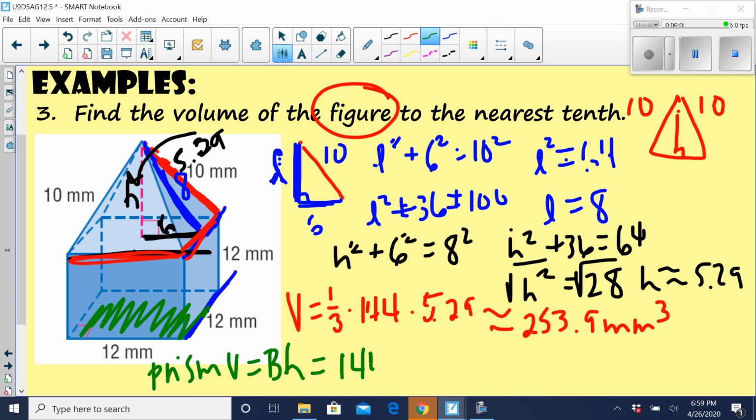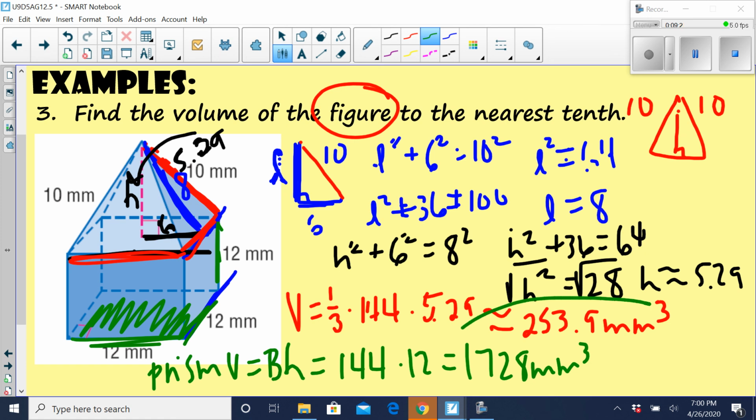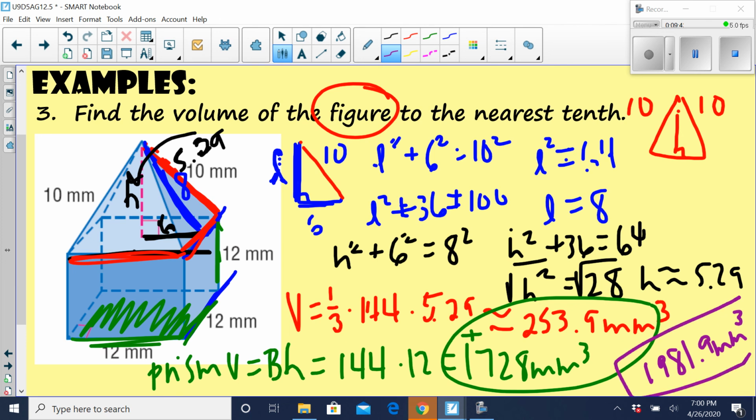So it's 144. We got that by taking 12 times 12. Now the height of this one is 12 as well. So if I take 144 times 12, I end up with 1,728 millimeters cubed. And for my final answer, I want to add these two values together. So if I take 1,728, add it to 253.9, I end up with 1,981.9 millimeters cubed, and that is my total volume.